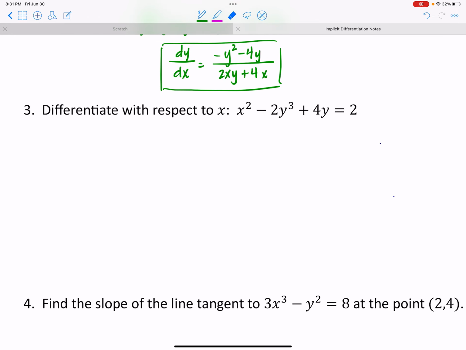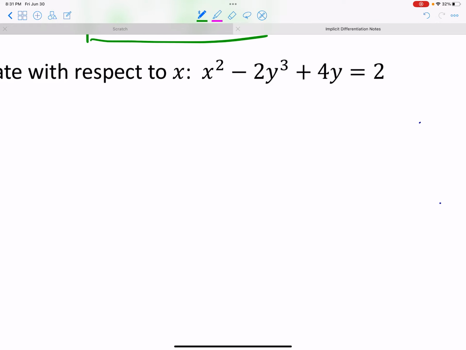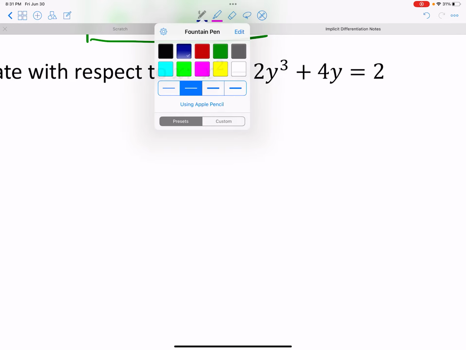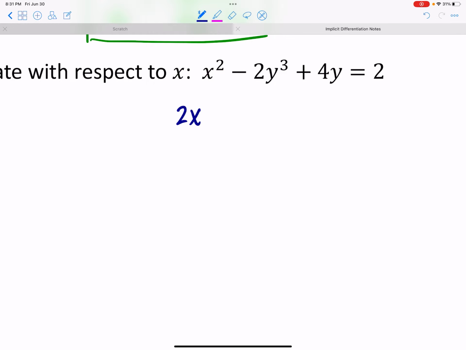We're going to, again, differentiate with respect to x. We're not going to manipulate this function at all, just take its derivative. So the derivative for x squared is going to be 2x, minus the derivative of 2y cubed, which would be 6y squared times dy/dx. And then the derivative for 4y is just going to be 4, and then again dy/dx.